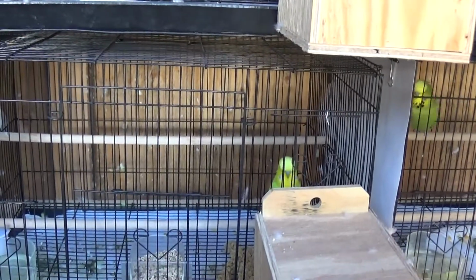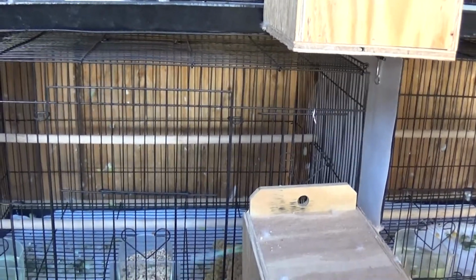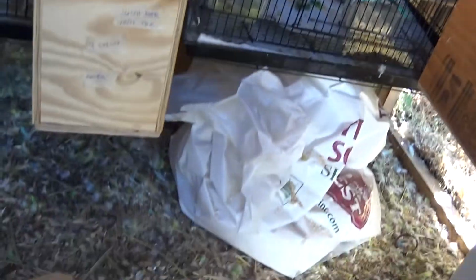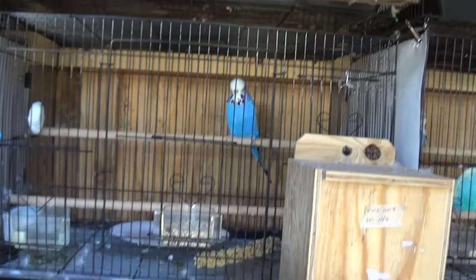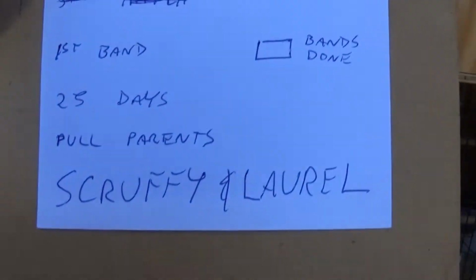So I want to do a quick talk about bookkeeping. Since we're looking at these 2, let's look at these 2. I have on a little clipboard everybody for this stack. There is Sprite and Fluffy, who are up top. Next one down is Kobe and Coco, who's right there. And the bottom one is Scruffy and Laurel, who are right there.